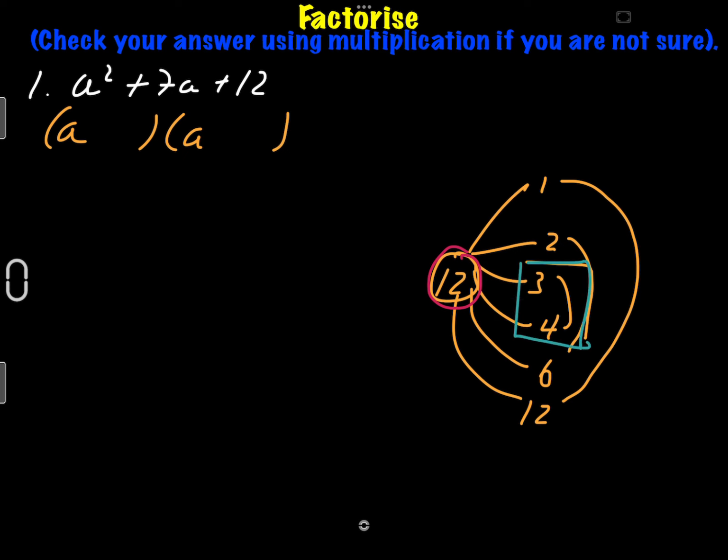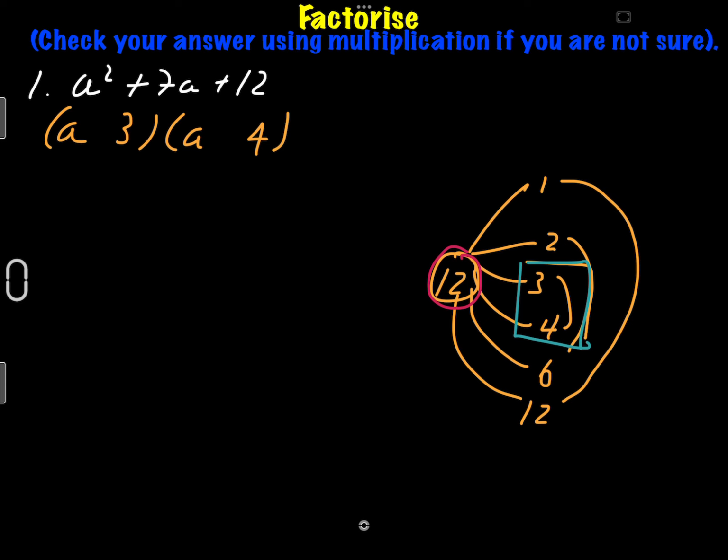These, when we add them, in this case we should be able to get positive 7. So we have those two factors. One factor is 3 and the other factor is 4.